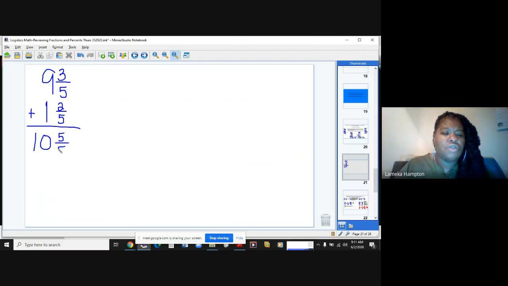Now, we know and understand that a number over itself is equal to 1. So in actuality, this is what I have when I break this down. I actually have 10 plus 1, because remember, anything over itself is equal to the number 1. So when I do this, 10 plus 1, my final answer is 11.